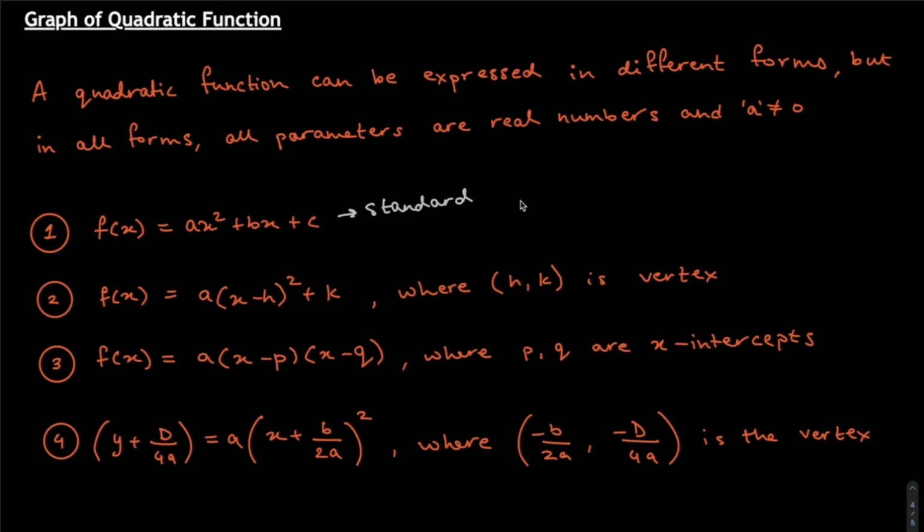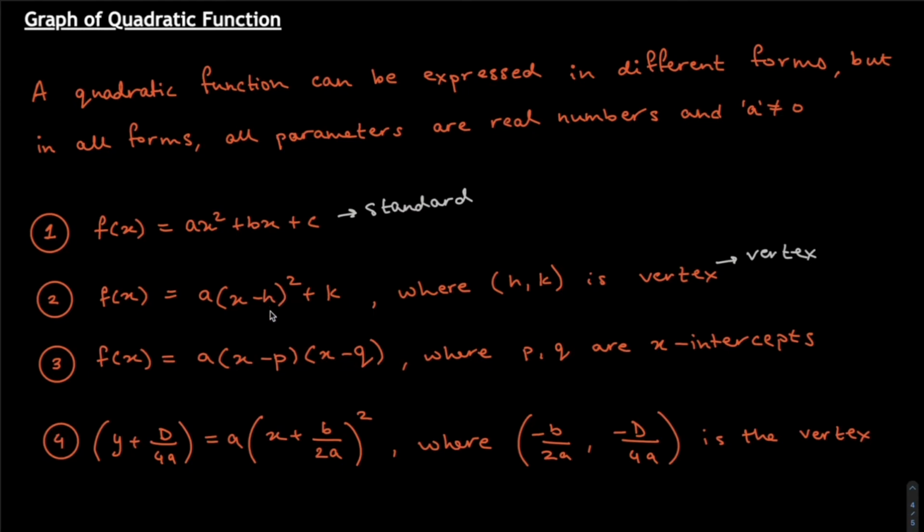Standard. Okay, standard form. This is called the vertex form. So obviously the standard form is our normal ax squared plus bx plus c. Now the vertex form is slightly special. What we have done is we have used the method of completing the square, right?